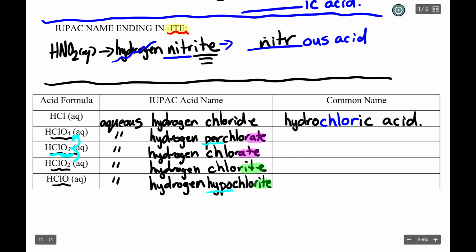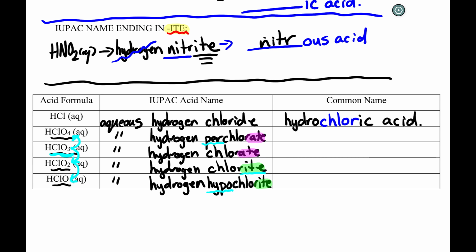If you lose an oxygen, you get the ending of ite. And then if you lose yet another oxygen, it gets the prefix hypo. It still has the ite. So that was just a little side note on how you can figure out whether something is a per or a hypo or an ite or an ate.